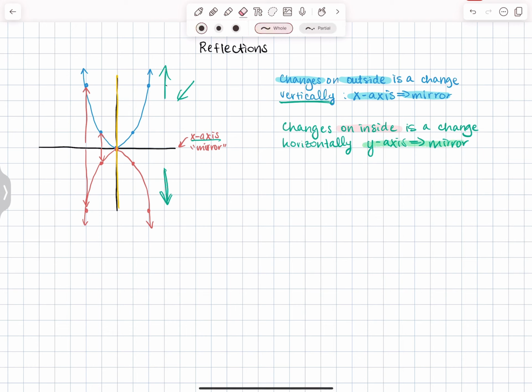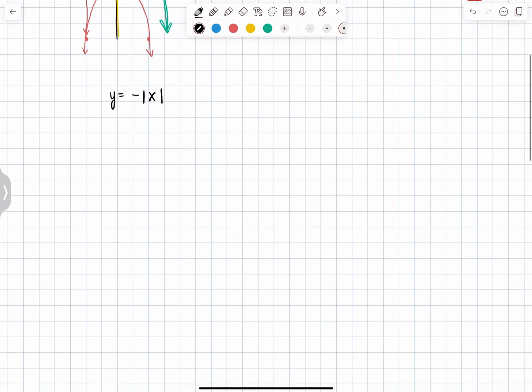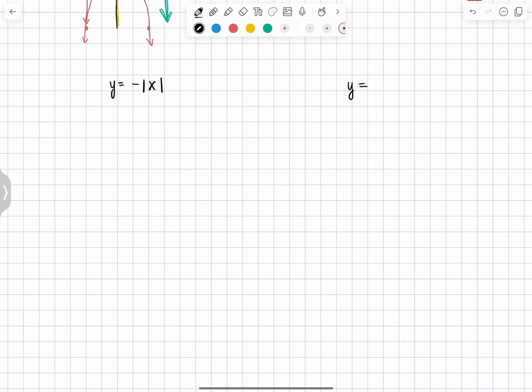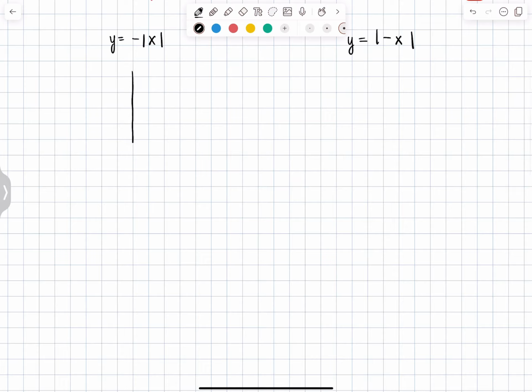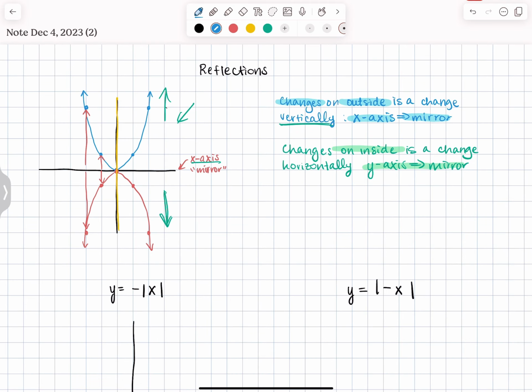So the y-axis is the mirror. So that's some key points to remember. Let's look at a few examples. Let's say we had the function y equals negative absolute value of x. And let's look at y equals absolute value of negative x. When looking at reflections, we're looking at the negative sign, observing the negative.